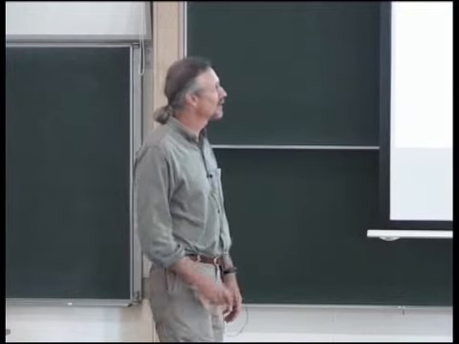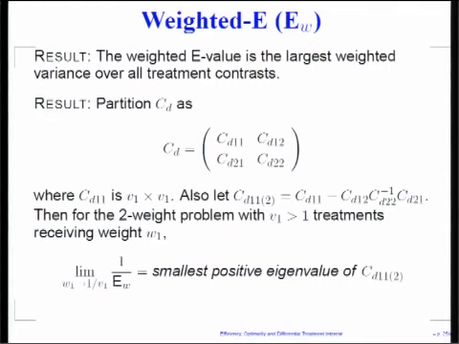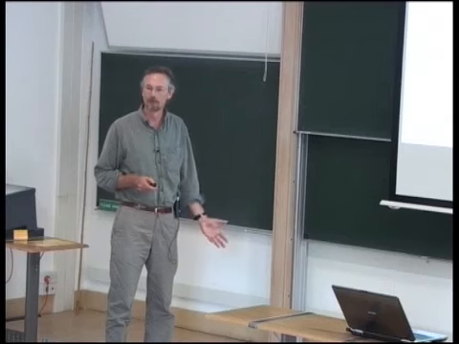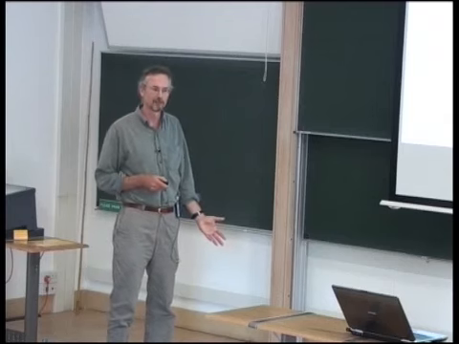Okay? If we partition the information matrix according to the weight groups, so this is V1 by V1, this is V2 by V2, and we look at 1 over the weighted E value and take the limit. So as W1 goes to 1 over V1, I probably should have written here actually W2 goes to 0. It's putting all the weight on the first group. Then so long as V1 is bigger than 1, this thing will give you the smallest positive eigenvalue of this matrix, which in fact is the adjusted information matrix for estimating contrasts just in group 1. So it's giving you exactly what it should give you.